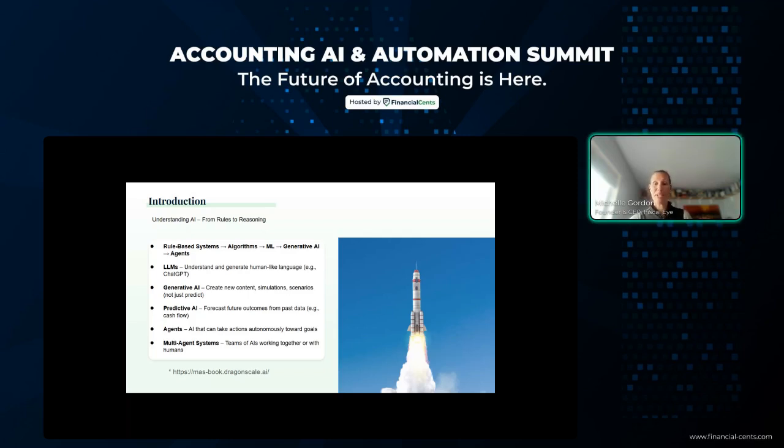Before we talk about implementation, pilots, or platforms, we need a shared language of understanding. Only then can we make smart decisions about how to use AI effectively.